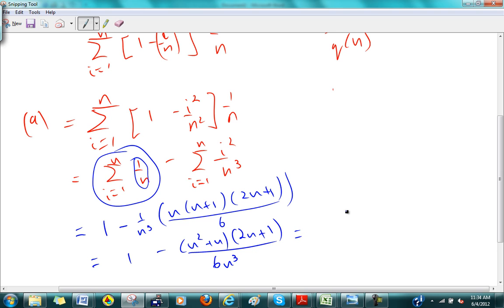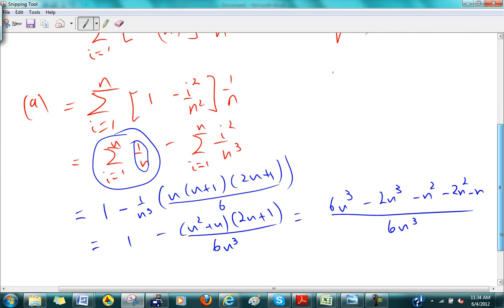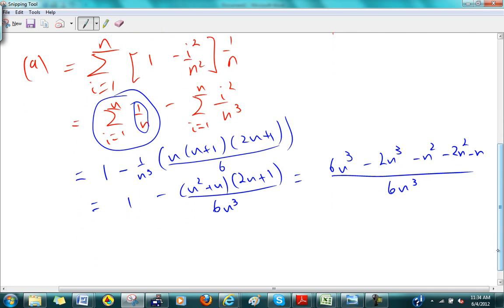And do more algebra on this, and it becomes 6n cubed minus 2n cubed minus n squared minus 2n squared minus n all over 6n cubed. Everybody follow this algebra here? You guys got it? Okay. A little bit more algebra. Get 4n cubed minus 3n squared minus n all over 6n cubed.